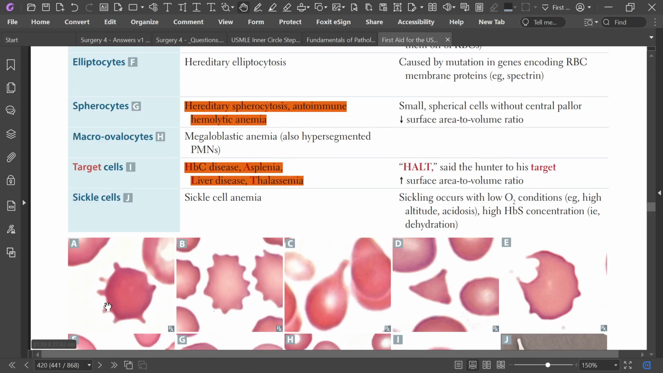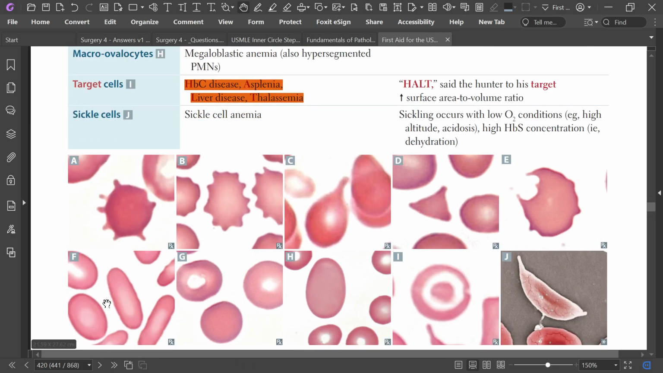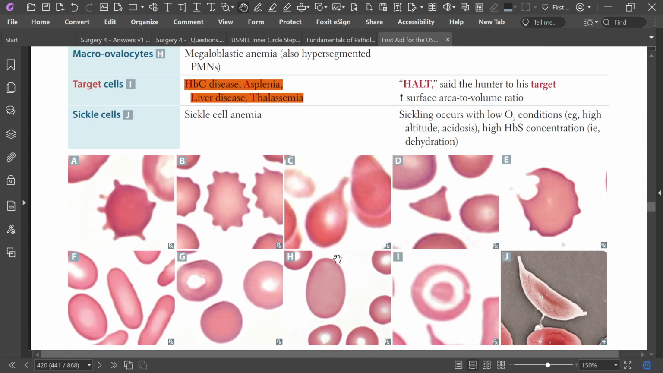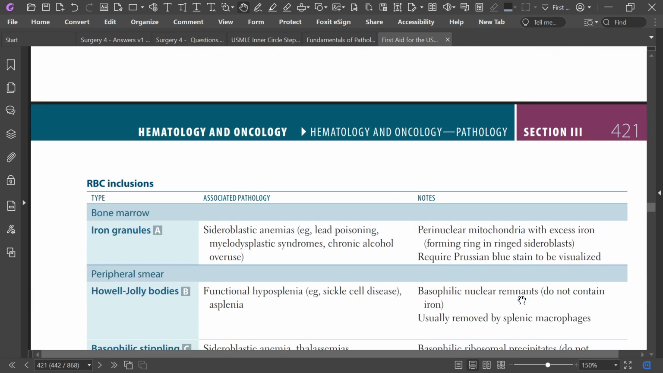F is elliptocyte. This is elliptical, and G is spherocytes, and H is macro-ovalocyte. This looks like a target, and this is sickle cell.